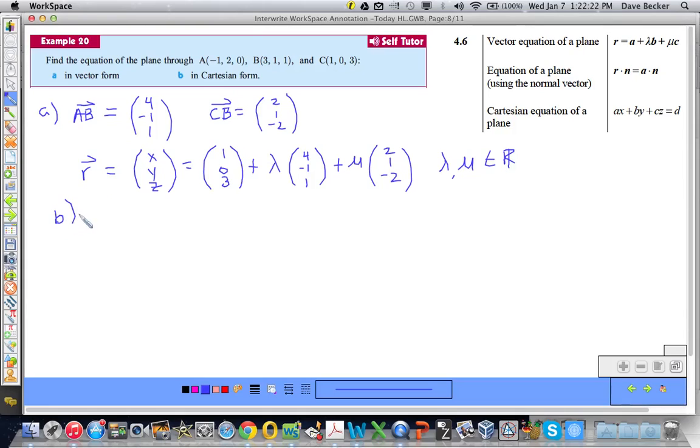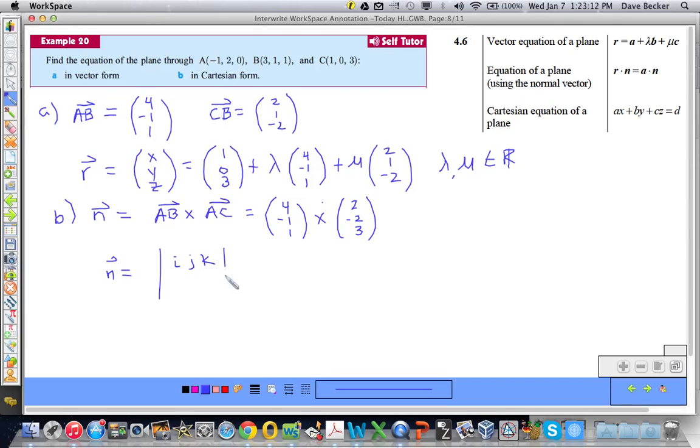So now I have to find it in Cartesian form. So let's go the normal vector route. If n is the normal, then I know that it is equal to the cross product of vector AB and vector AC. That would be equal to (4, -1, 1) cross (2, -2, 3). So remember how to find your cross product. That would be equal to i, j, k, and then my x components, 4, 2, my y's, -1, -2, and then 1, 3.